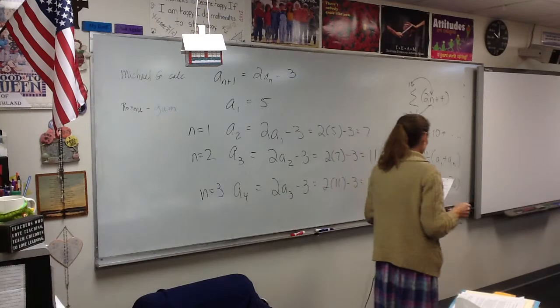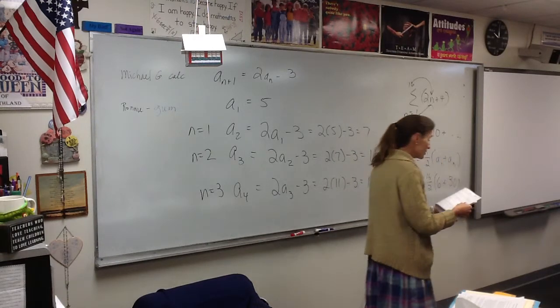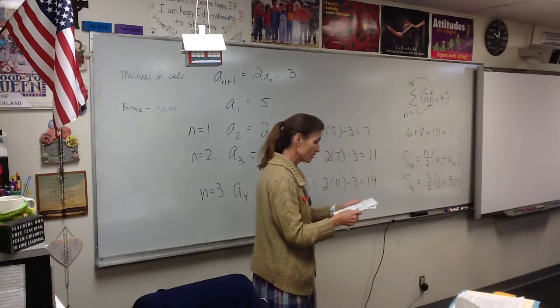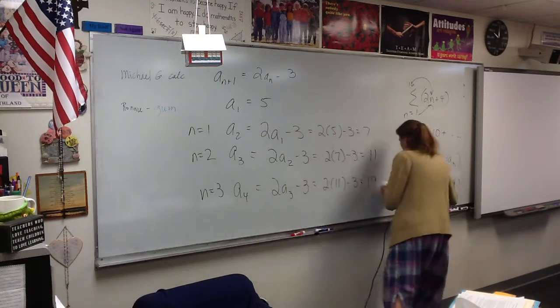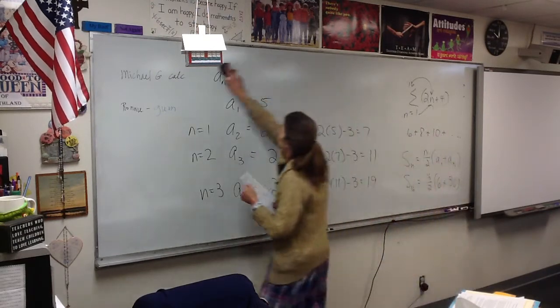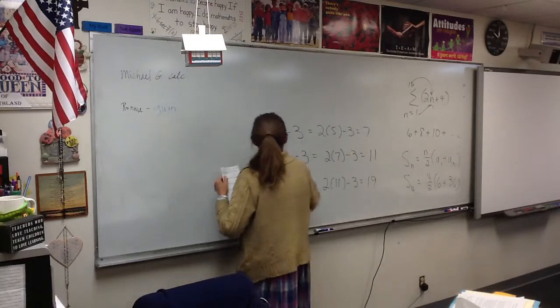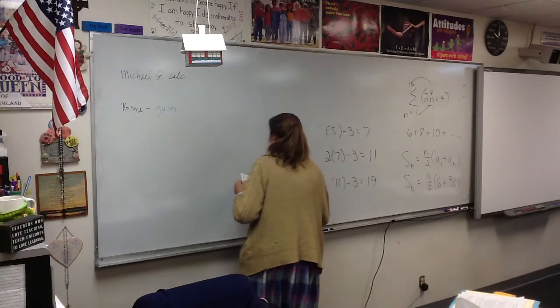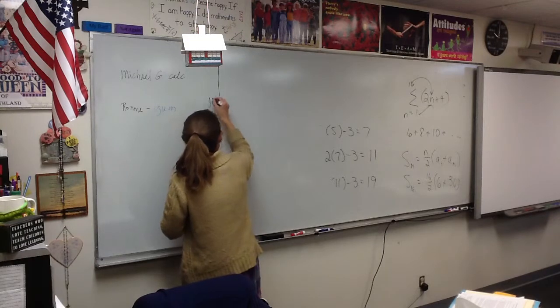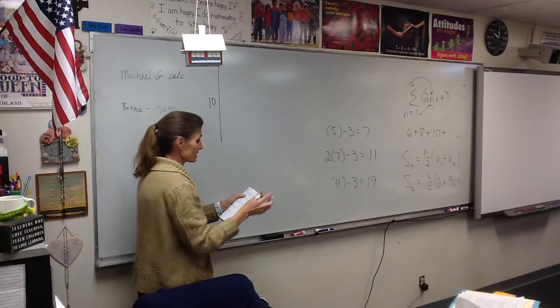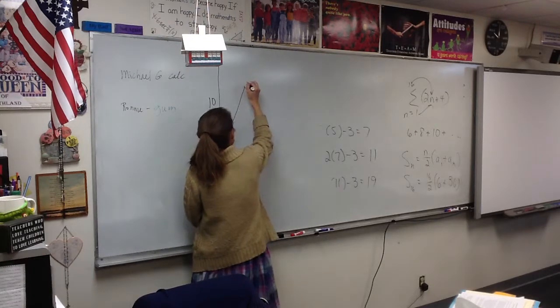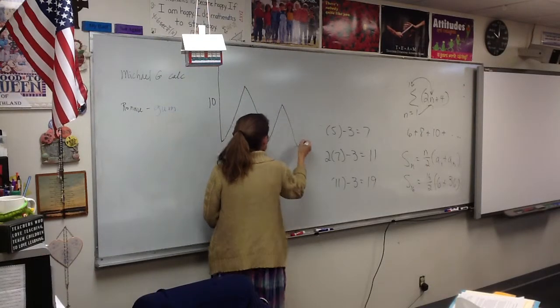Okay, number 4. We got a ball dropped from a height. I'm not going to do every single one of these. I'm going to do a couple of them. Number 4, we have a ball dropped from a height of 10 feet. Okay, so here's what it looks like. Here it is, dropped from a height of 10 feet. Each time it bounces, it rebounds 2/3 of the distance it fell.